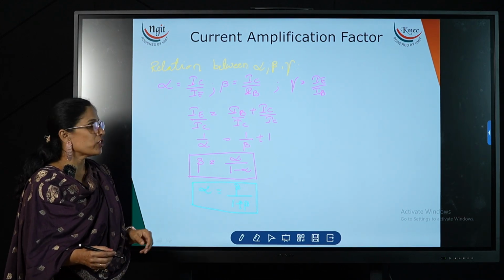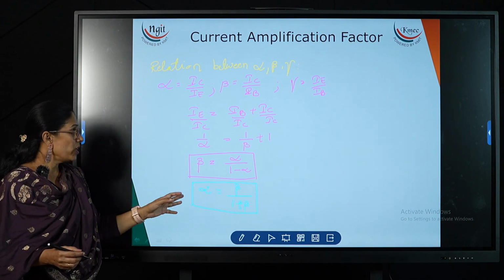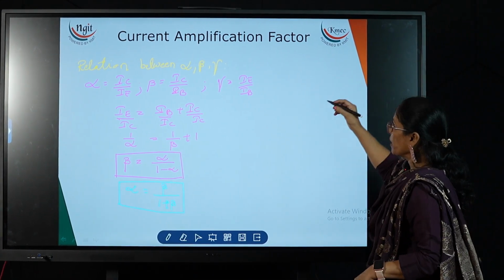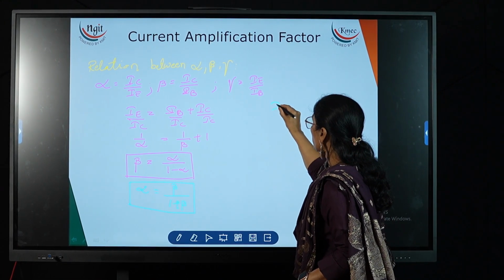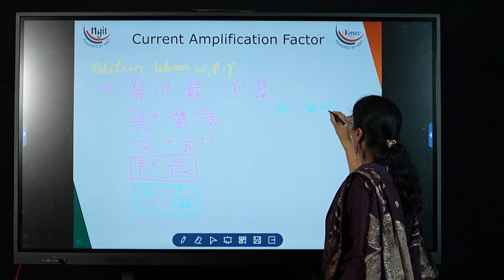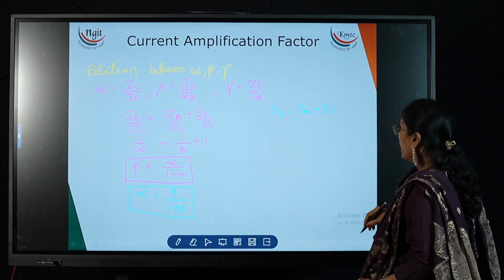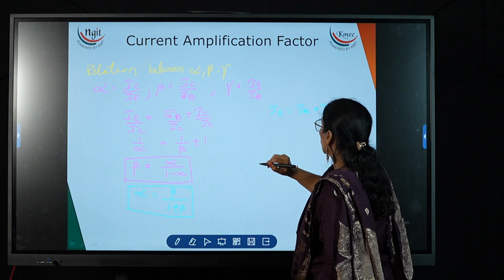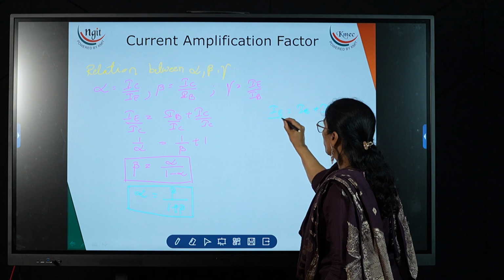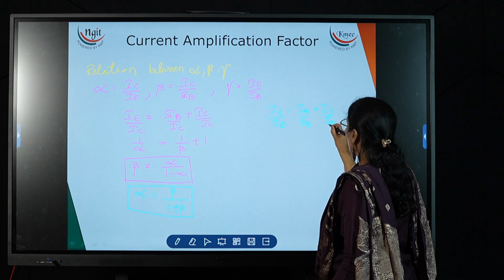Similarly, the beta value is from 50 to 500. Now we need to calculate the relation between gamma and beta. From the same expression, I take the total current IE equal to IB plus IC, and then divide the total expression by IB.